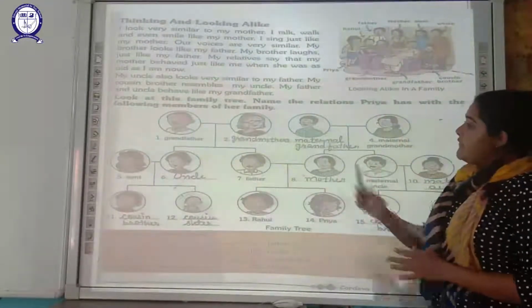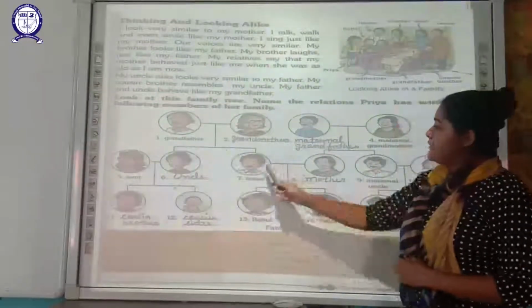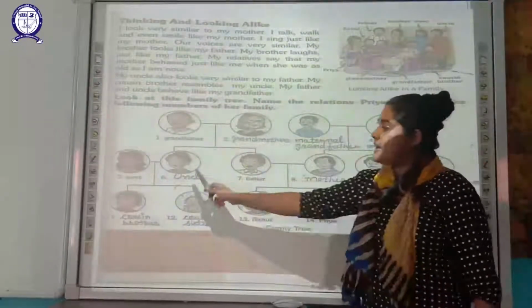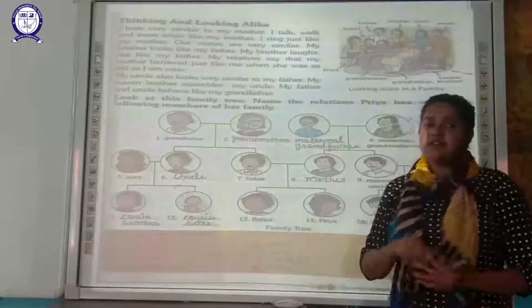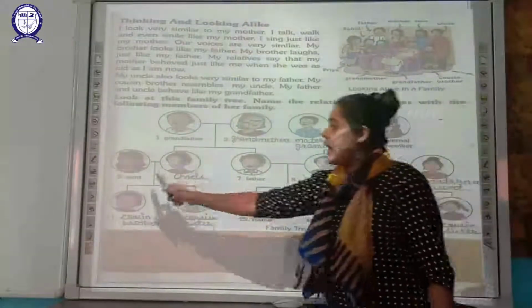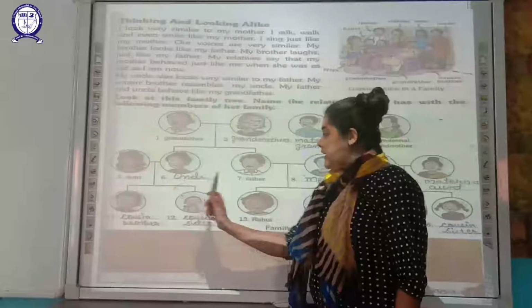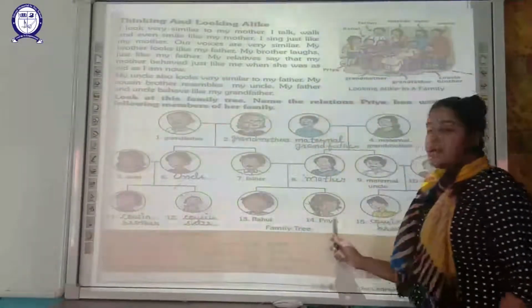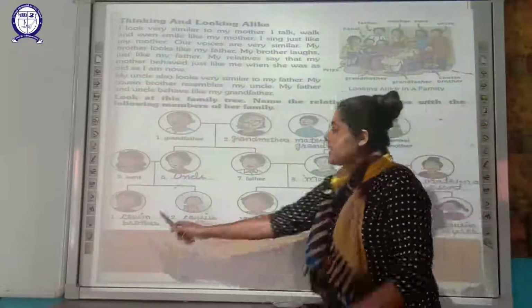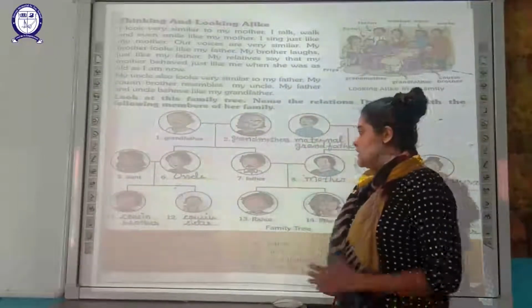Priya's father's brother will be considered as her uncle, and the wife of the uncle will be her aunt. And when they have two kids, how are these two children related to Priya? They will be her cousin brother and her cousin sister.